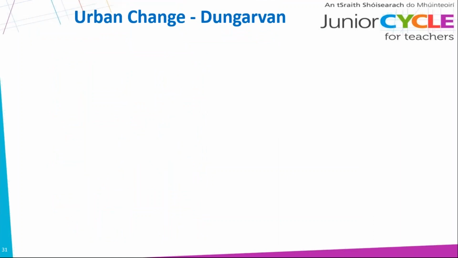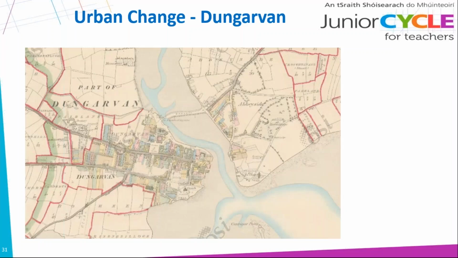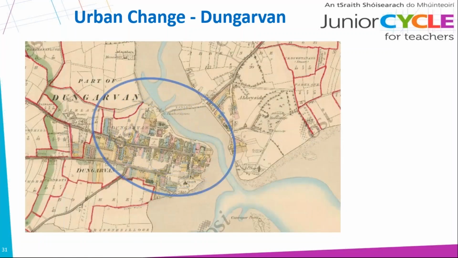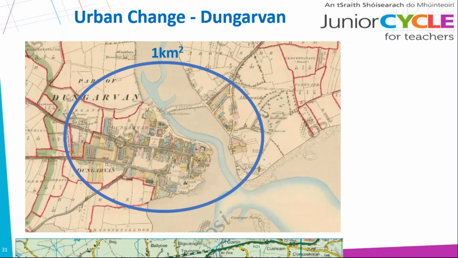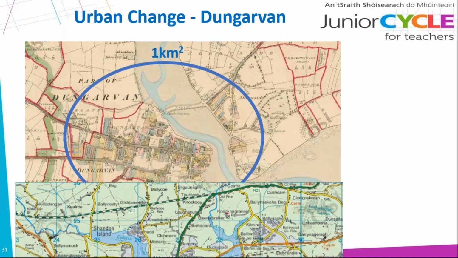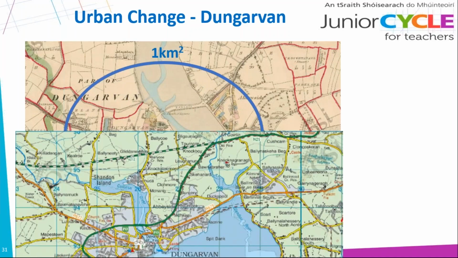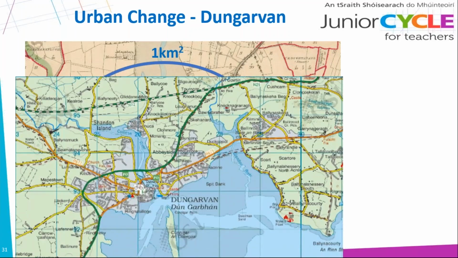Historical maps used in conjunction with present-day maps can be used to develop students' geographical skills and show how urban areas change over time. The town of Dungarvan has grown from an urban area of 1 kilometre squared in the mid-1800s to a size of 6 kilometres squared in the present day.